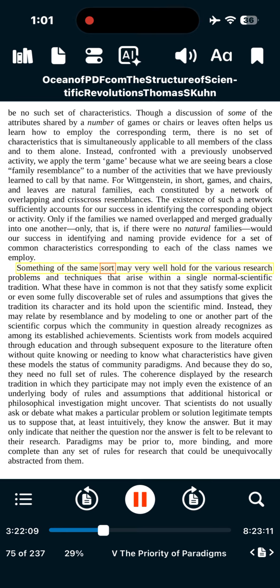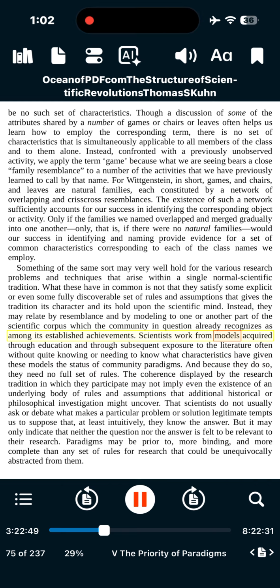Something of the same sort may very well hold for the various research problems and techniques that arise within a single normal scientific tradition. What these have in common is not that they satisfy some explicit or even some fully discoverable set of rules and assumptions that gives the tradition its character and its hold upon the scientific mind. Instead, they may relate by resemblance and by modeling to one or another part of the scientific corpus which the community in question already recognizes as among its established achievements.